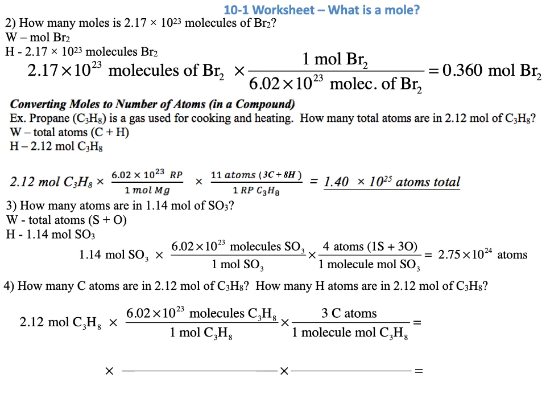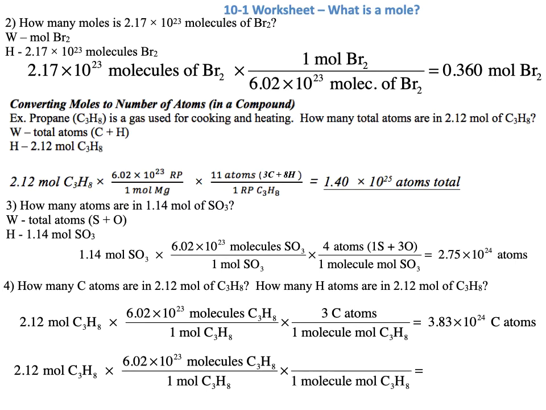So then I do the math, 2.12 times Avogadro's number times 3, all divided by 1, and I get 3.83 times 10 to the 24th atoms. So I want to do this again for hydrogen. I'm going to have my same starting 2.12 moles. I'm going to cancel those again with 1 mole of C3H8. The second step is going to be identical to the one we just did, Avogadro's number on the top. That gives me molecules. But I don't want molecules, I want hydrogen atoms. So I'm going to put 1 molecule on the bottom, and how many atoms are there? 8. So when I do this math, I get 1.02 times 10 to the 25th.